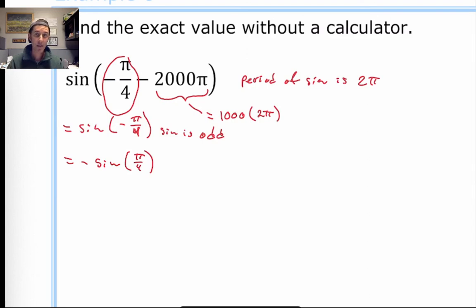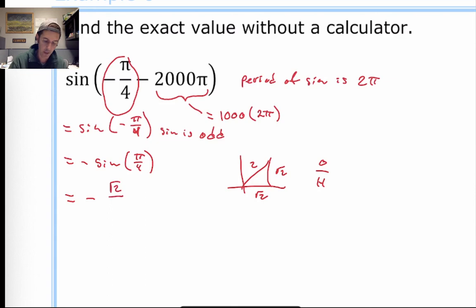Visually, it looks like that's what happened. But what really happened is we're using the property of the fact that the sine function is an odd function. Now we need to evaluate the sine of pi over 4. You should draw yourself a diagram and go through the motions and label all your things. If you do that, opposite over hypotenuse is going to equal the square root of 2 over 2. But this negative sign comes down, making our final answer negative square root of 2 over 2.